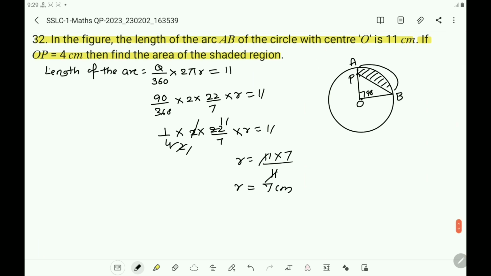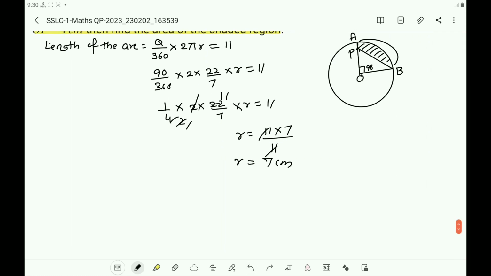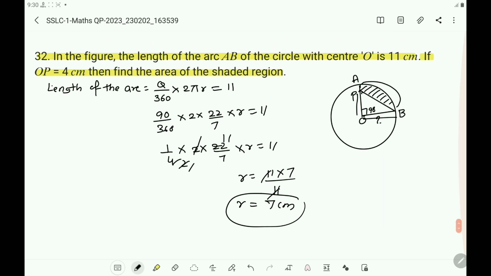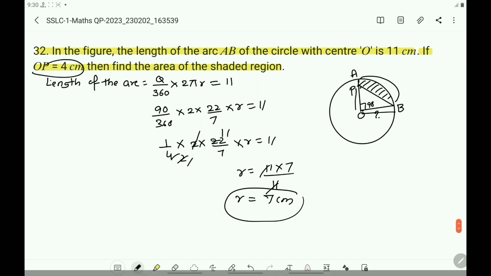Then here we have to find the area of the shaded region, and the area of the shaded region equals the area of the sector minus the area of this triangle. So you get the area of the sector and also the area of the triangle. For the area of the triangle, OB is the radius. You got here r equals 7. That is the base you take, and this OP is given. What is the length of OP? OP is 4 centimeter.